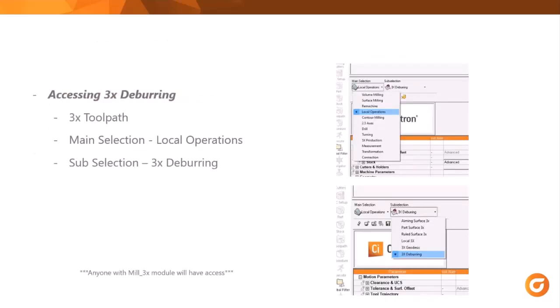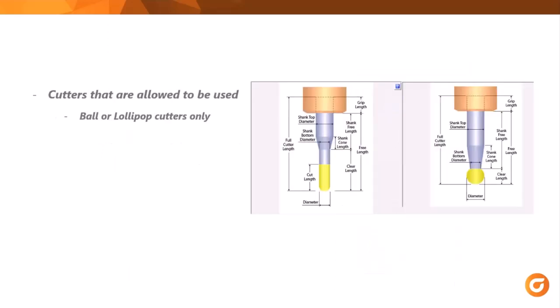To access 3x deburring, first you'll need to create a 3x toolpath. Then under the main selection, it will be local operations, and the sub-selection is 3x deburring. And as for what types of cutters are allowed to be used with this procedure, there are just two, either a ball or a lollipop cutter.